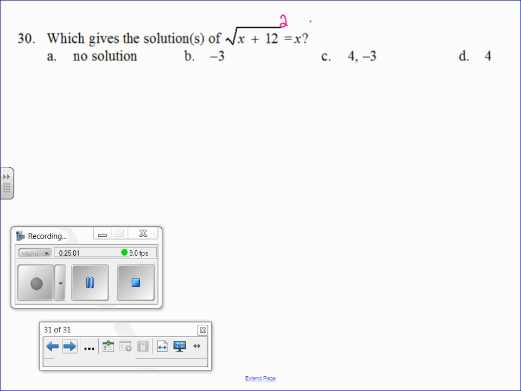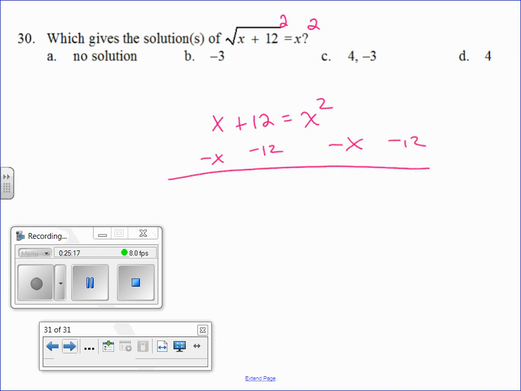I'm going to square both sides first. That'll give me x plus 12 equals x squared. This is one of those quadratics where we have an x squared term and an x term, so we're going to get it all on one side together. I'm going to subtract the x over to the right. I'm going to subtract the 12 over to the right. And finish it off with some old-fashioned factoring techniques.